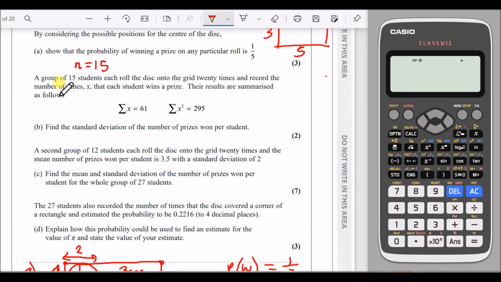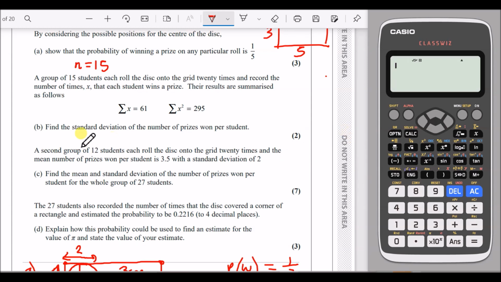So now we have a group of 15 students, each rolling the disc onto the grid 20 times and recording the number of times x that each student wins a prize. So that's why I wrote n equals 15. We've got 15 students, so that's our sample size. Now the results are summarized as follows. They tell us that the sum of x is 61 and the sum of x squared is 295. Now find the standard deviation of the number of prizes won per student.